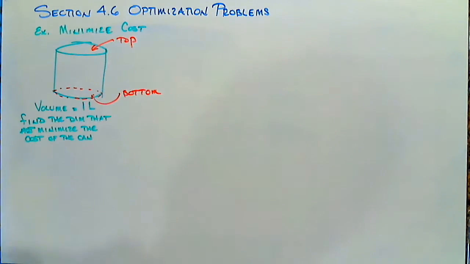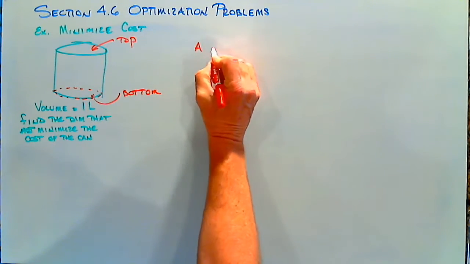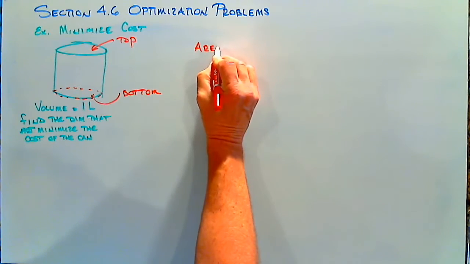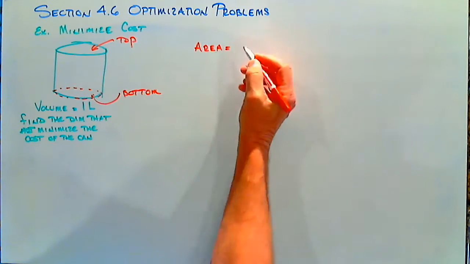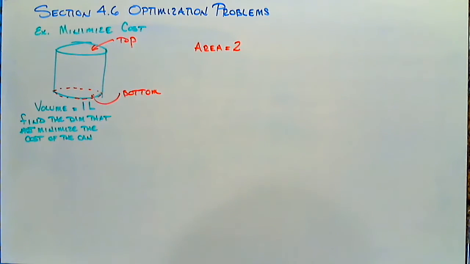So those are both a circle. So when it comes to thinking about the amount of material that we're going to use, we're really trying to find the surface area of our can here. So we're going to have the top, and we're going to have the bottom. Now, we're going to describe that as area, right? We're going to say the area of our can is equal to, now we're going to have 2 of those, so I'm going to go ahead and put a 2 down, 1 for the top, 1 for the bottom.